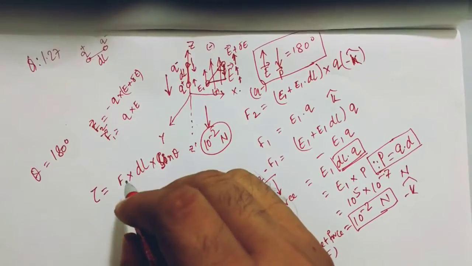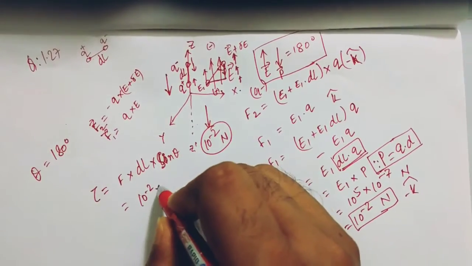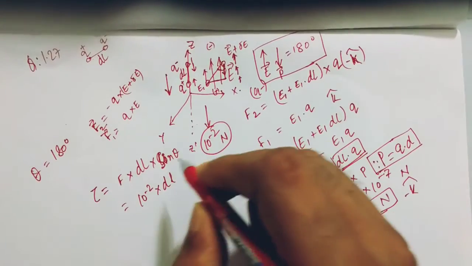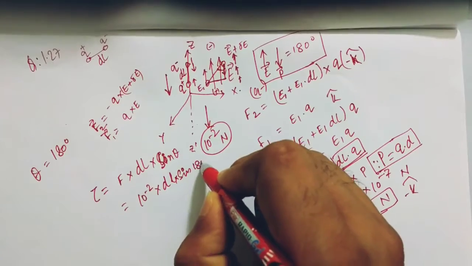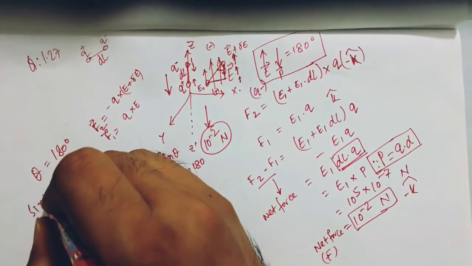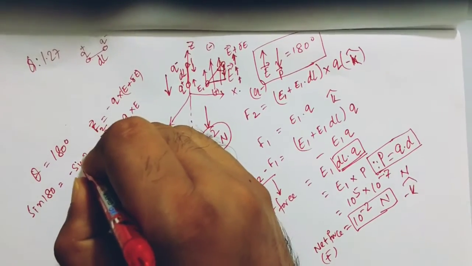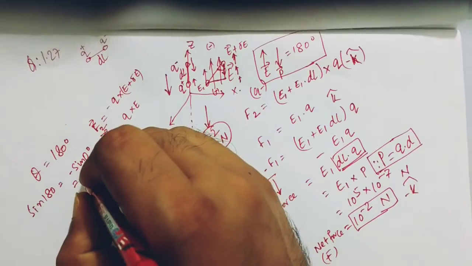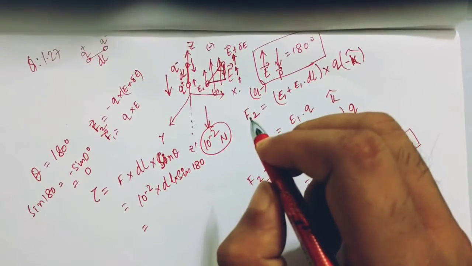So here tau will be the force, whatever the force here, suppose this is 10 to the minus 2, and dl we don't know, suppose this is dl, so sine 180 will also be there. So sine 180, you know, sine 180 is basically minus sine 0. Sine 0 is 0. Okay, so sine 0 is 0.